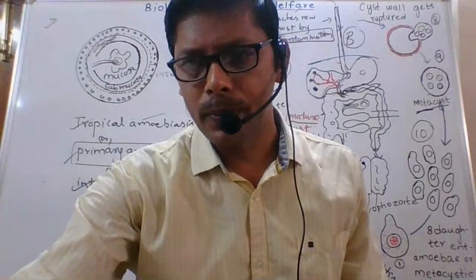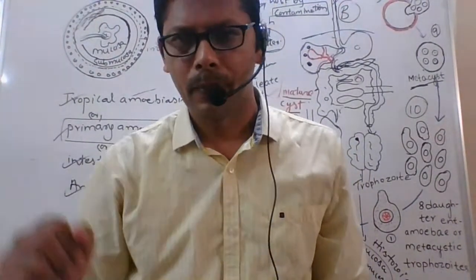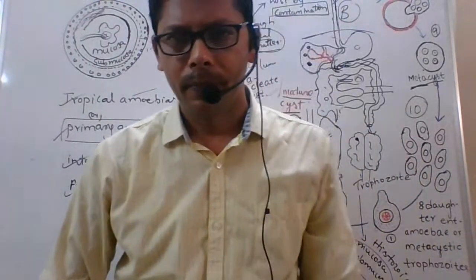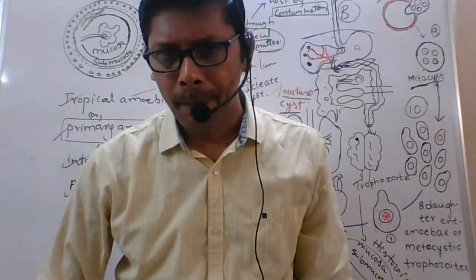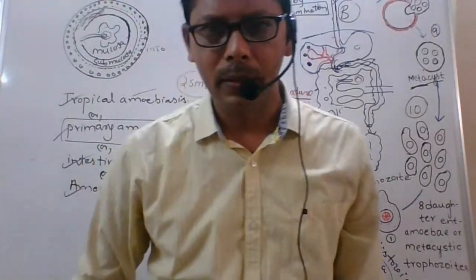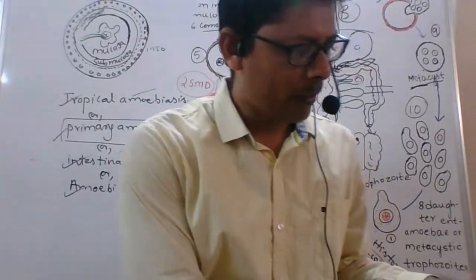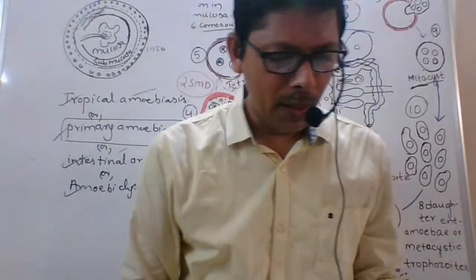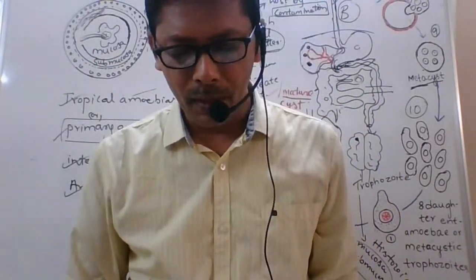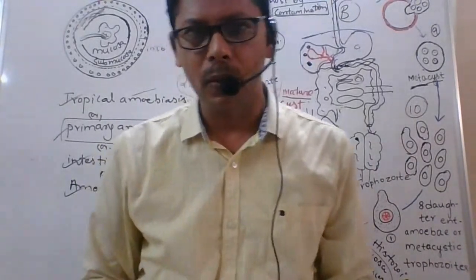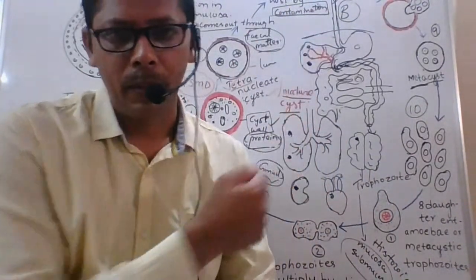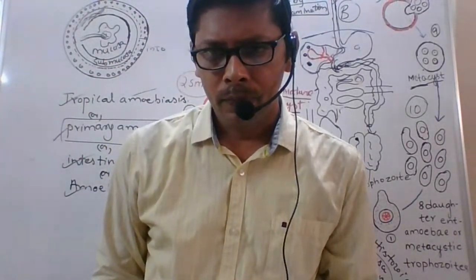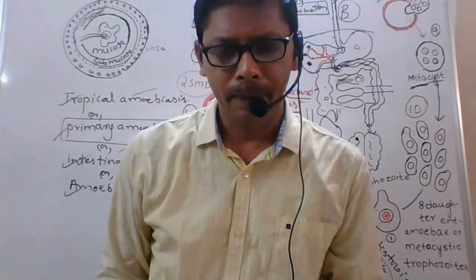Once you open your groups, the Lakshya College WhatsApp groups, you will find some questions there. Yes, got it, sir. Okay, right. See those questions. First one: the number of daughter amoebulae formed from each metacystic form of Entamoeba histolytica is. Answer is here. Have you got it? All of you got it, I think.